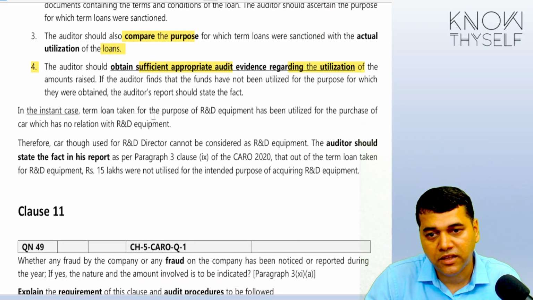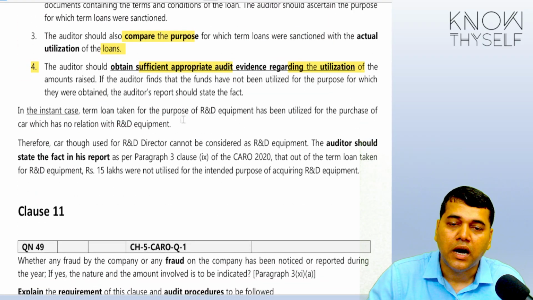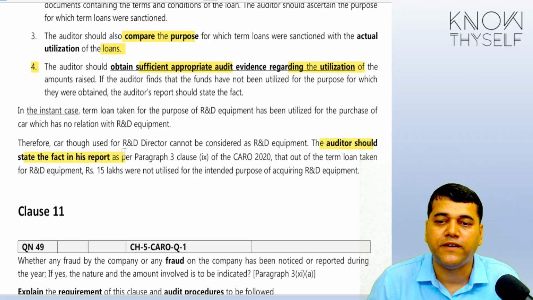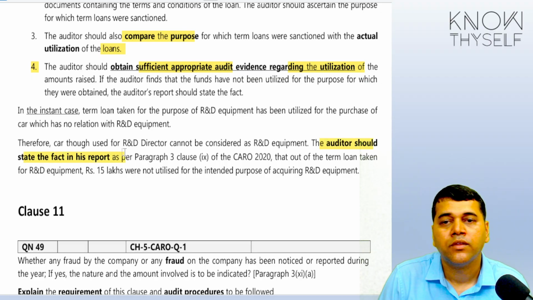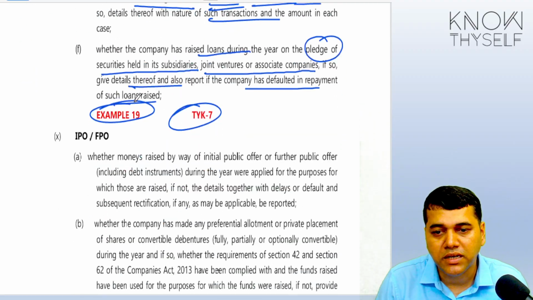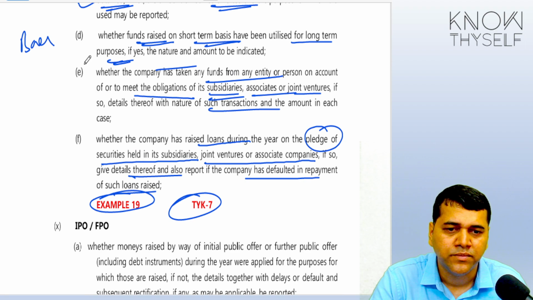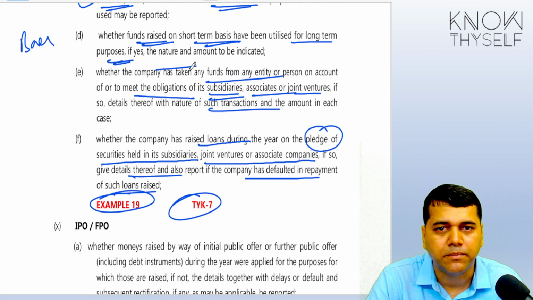In the given case, there is a mistake, there is a problem. Instead of buying R&D equipment, they have purchased a car. The auditor should report this fact in his CARO report. Okay, students. So from clause number 10 and 11, we will see tomorrow because only a few clauses are there. Yes, I think we can complete this chapter by tomorrow.